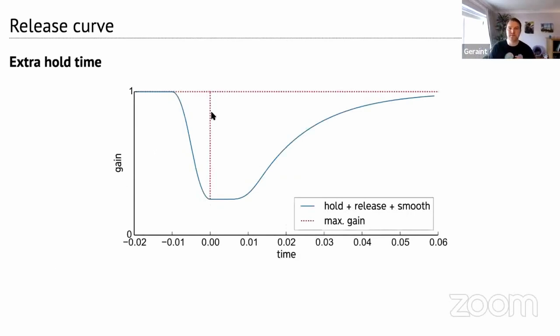This is the gain response with both of those things added. So this is our dip in the maximum gain because of the loud signal we've had at time zero. The attack length here has smoothed the attack. Then we can see that it holds on for a bit longer. And then we have our release curve, which was exponential, but as I said, we put it before the smoothing, which means the start of this release curve is also nice and smooth.